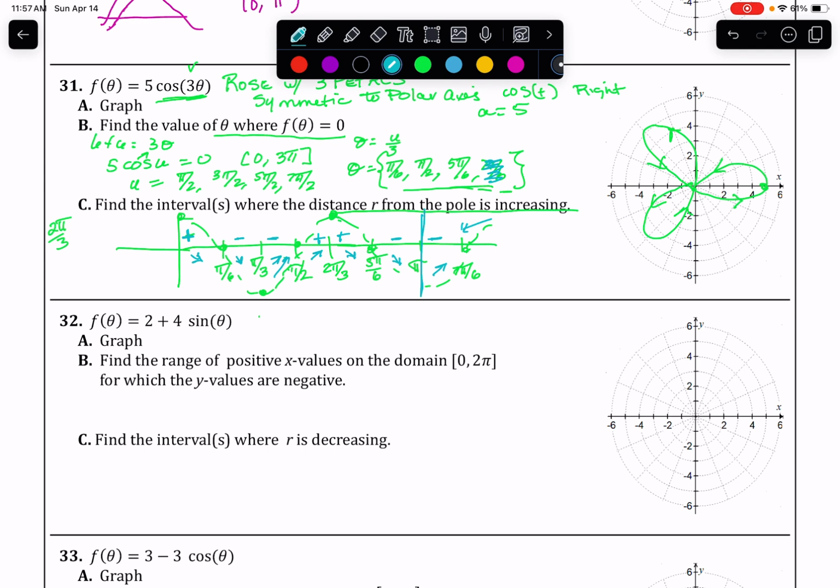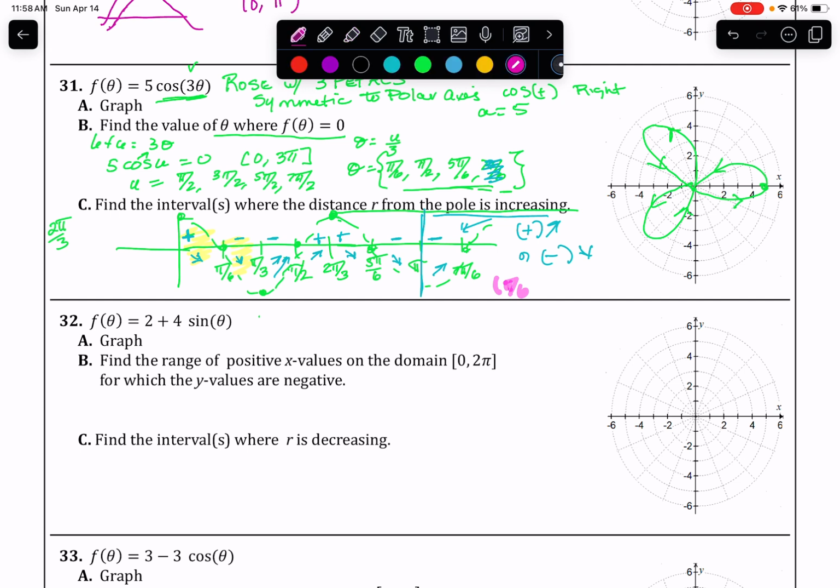Okay, so I'm looking now. Remember, where the distance from the pole is increasing is where we have positive and increasing, or negative and decreasing. So let's just go pull off those. I'm going to go little by little. I have positive decreasing, so that's not where the distance is increasing. I have negative decreasing here, though, so there's one right there. So let's get that written here. That would be pi over 6.